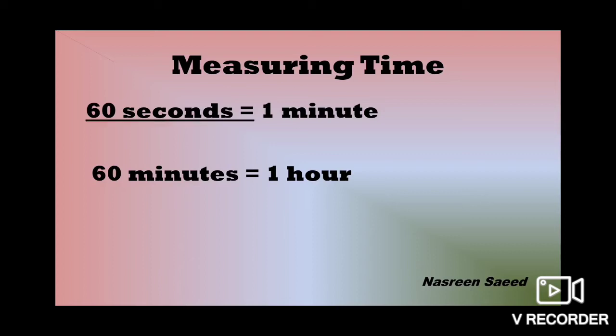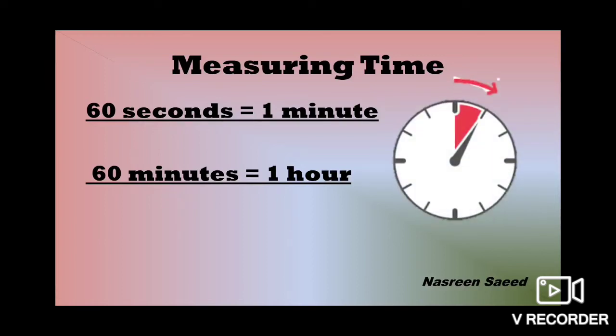Now 60 seconds is equal to 1 minute. So how many seconds are equal to 1 minute? 60 seconds. If I say 1 minute, that means 60 seconds have been completed. Then 60 minutes equal 1 hour. That means 60 minutes completes 1 hour. If I say 1 hour has been completed, it tells us that 60 minutes have been completed.